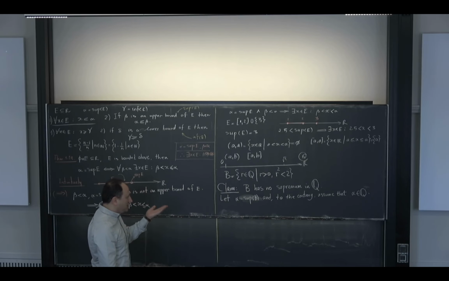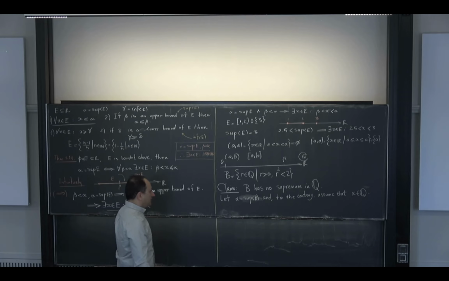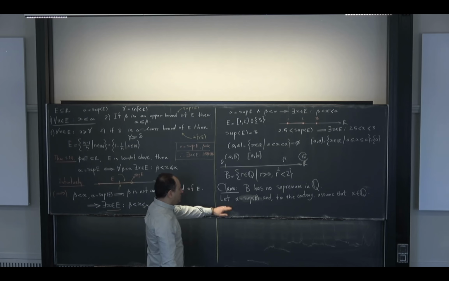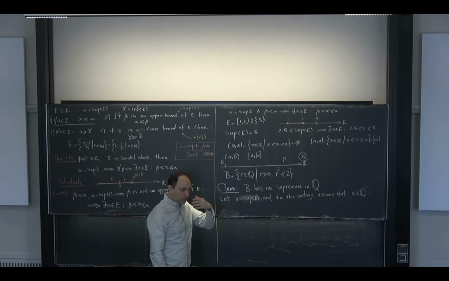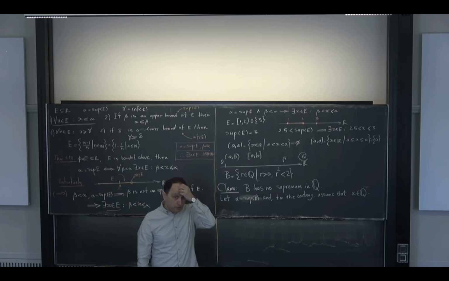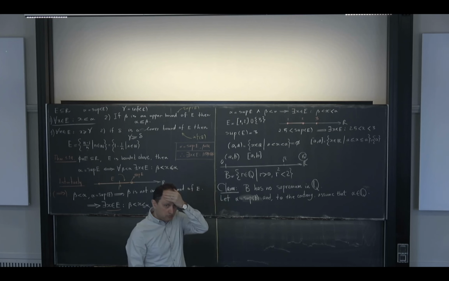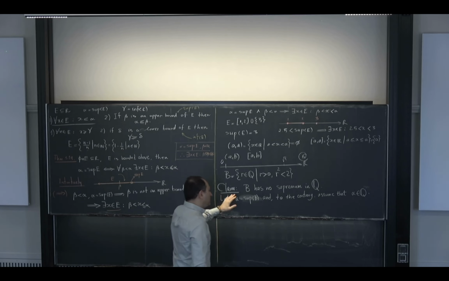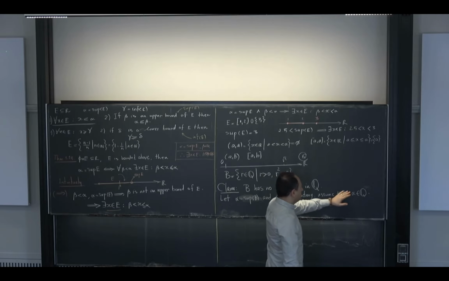I want you to see this proof once. This is a typical analysis proof type. Again, I am not claiming this has a supremum. I am assuming that it has a supremum, but what I want to show is that if that supremum exists, it is not in Q. So let us assume to the contrary that it is in Q.